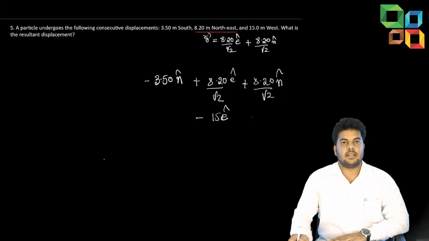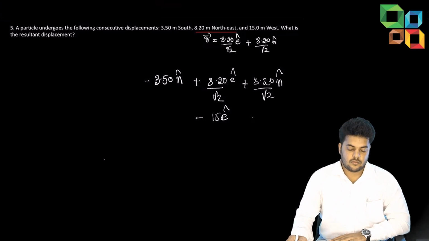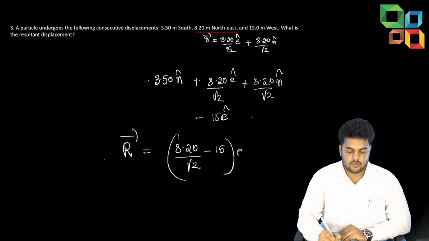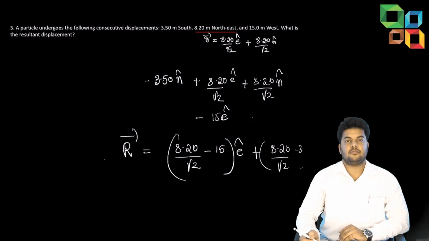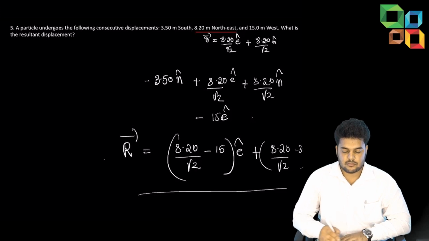Now you can add east and east, north and north. So the resultant displacement is 8.20 divided by root 2 minus 15 eastward plus 8.20 divided by root 2 minus 3.5 northwards. And that's your answer.